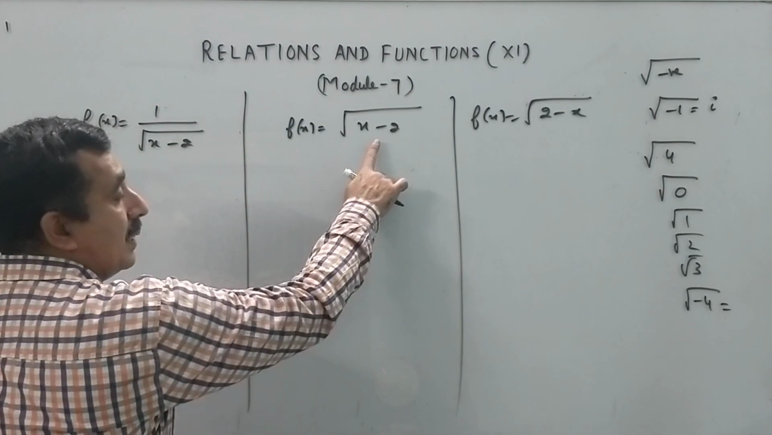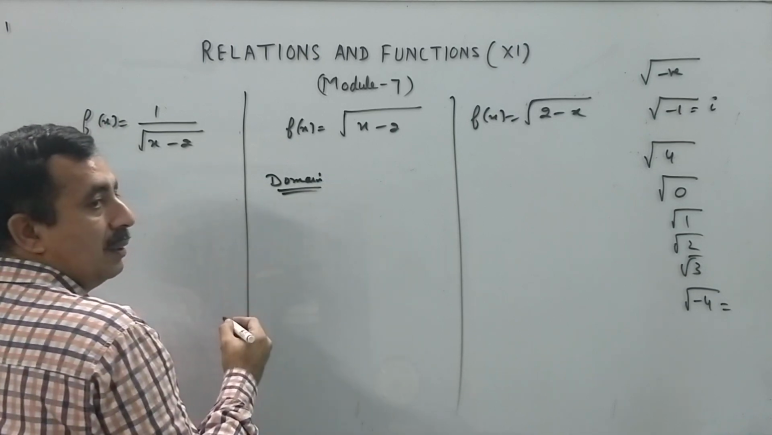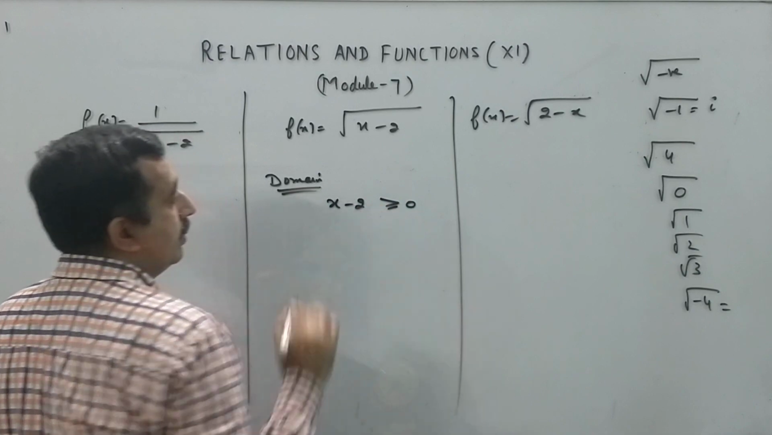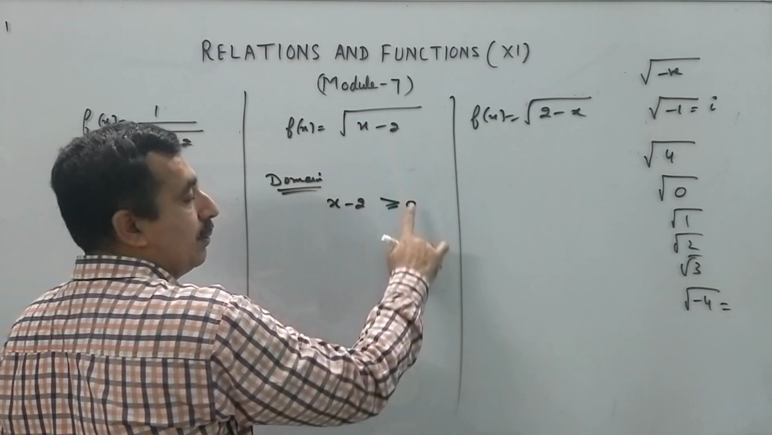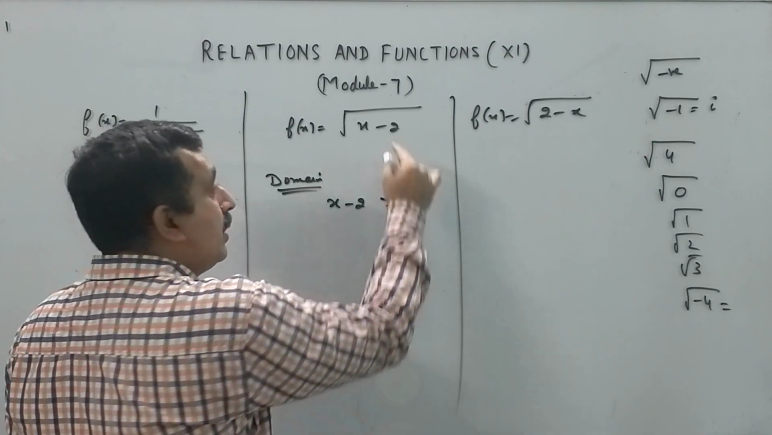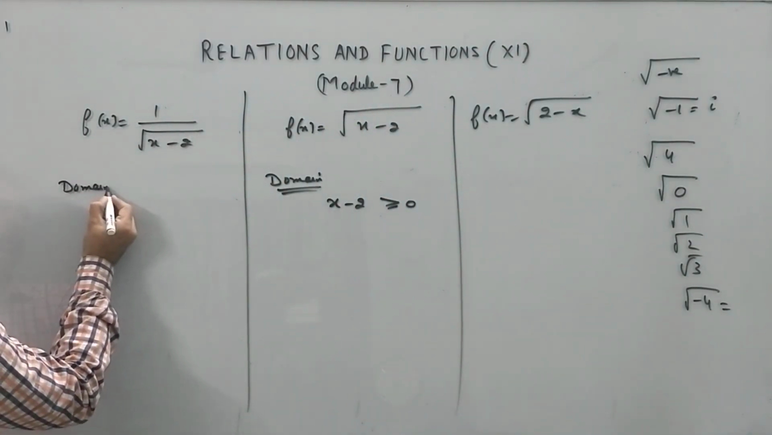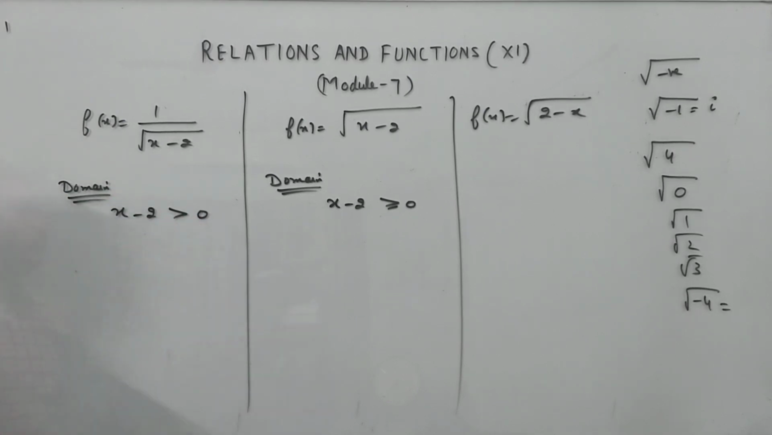So when a root is there, for the domain you have to write down that x minus 2 should be positive. This number should be greater than or equal to 0. If this root is in the denominator, for the domain you have to write down x minus 2 greater than 0.